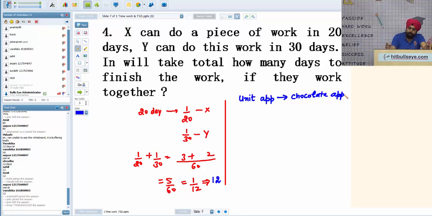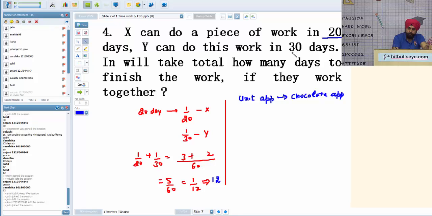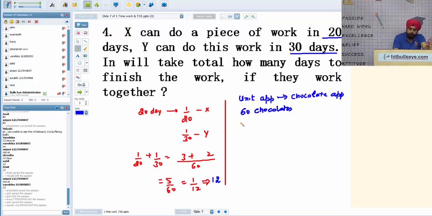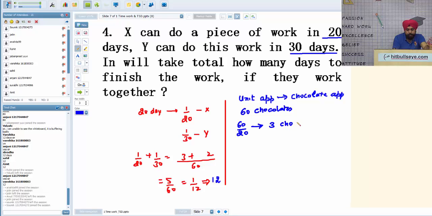For example, in this case, what is the LCM of 20 and 30, students? I think you all can tell me without fail. The LCM happens to be 60. So students, let's assume that the work was actually consisting of eating 60 chocolates. So if X does this work in 20 days, can you say per day he eats 3 chocolates? Y does this work in 30 days. This means per day he eats 2 chocolates.